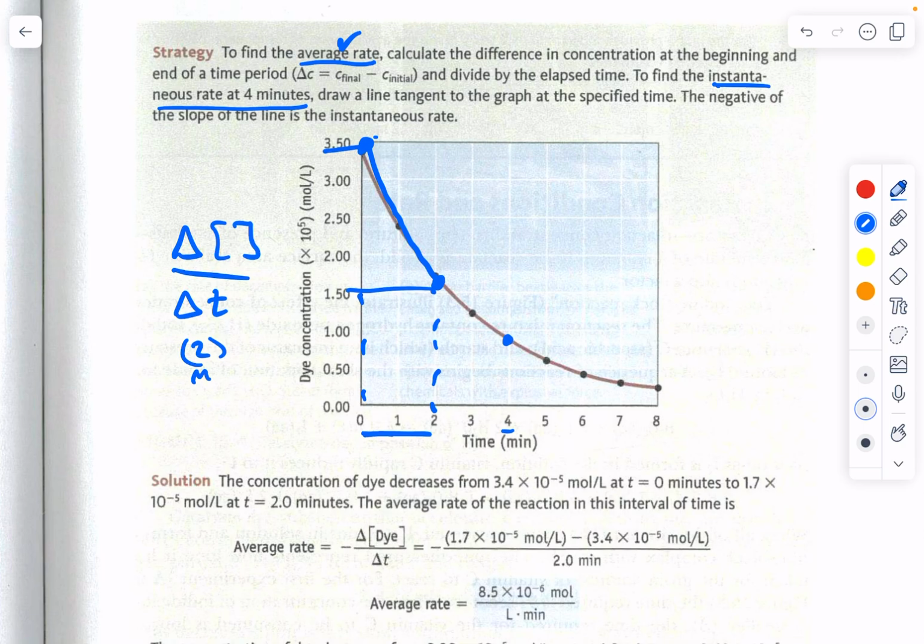If I wanted to find the instantaneous, again, I'd have to draw a tangent to the curve, or I could use the first derivative of the equation for the curve.